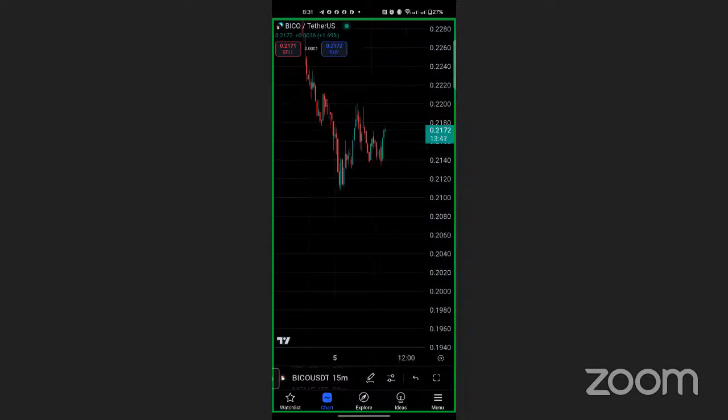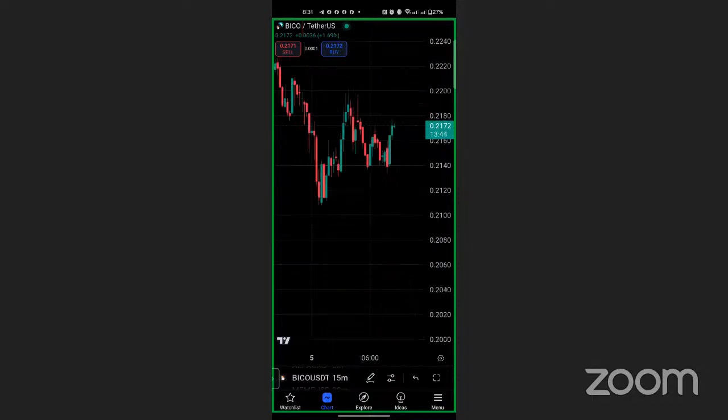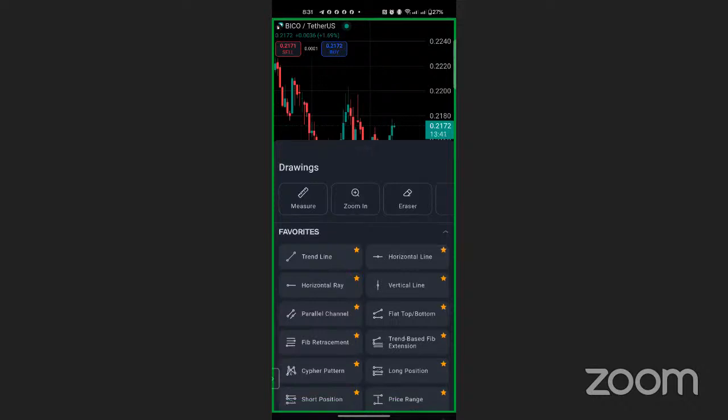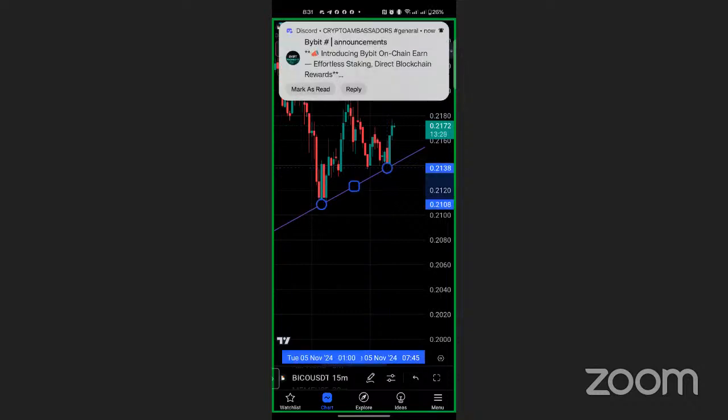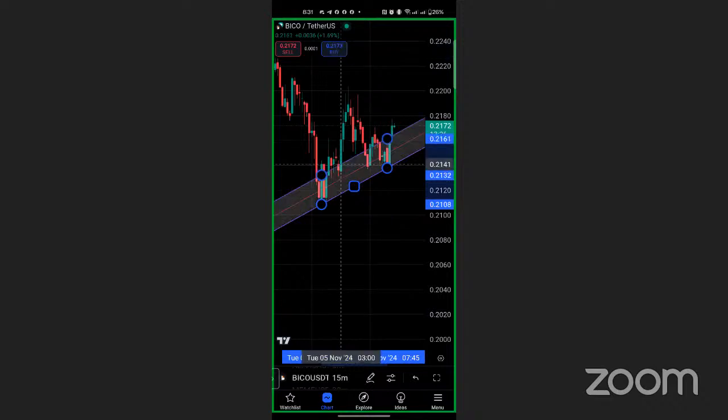I can draw a parallel channel here. I tap on the pencil in 15 minutes. Put my parallel channel at this lowest point and stretch it to this point. I told you, when you are drawing your lines, if you are using the body close of the candle, the specific body close of the candle, then I stretch it to this highest point.